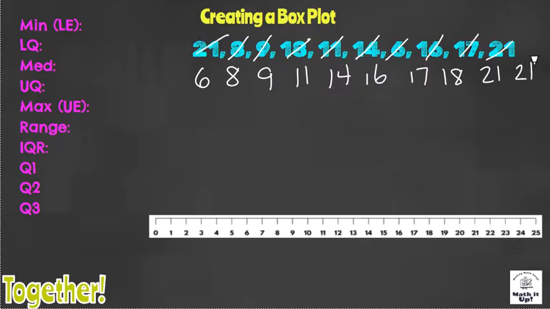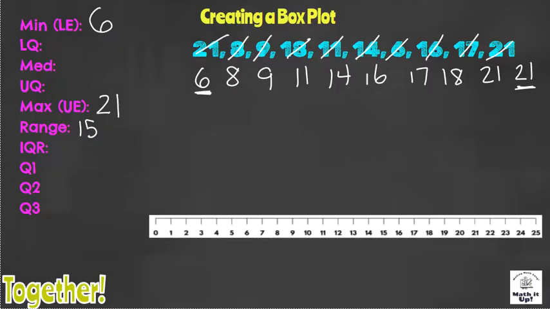Again, always strike your data, highlight it, underline it, cross it out, do something, because it's very easy to miss a number, and missing one number can throw everything off. Okay, so now my numbers are in order. My data is in order. So now I can immediately pick off some information. I know that this is my minimum number, or my lower extreme. Right off the bat, I know that 21 is my upper extreme, or my maximum. Okay, I know my range is 15. And that's about all I can pick off really easily.